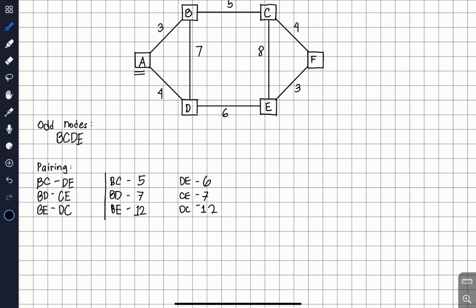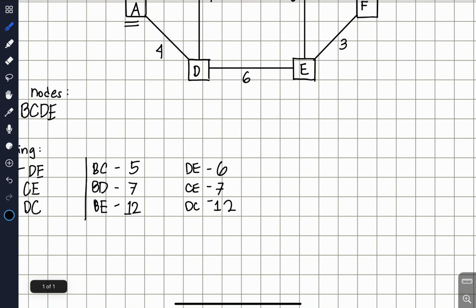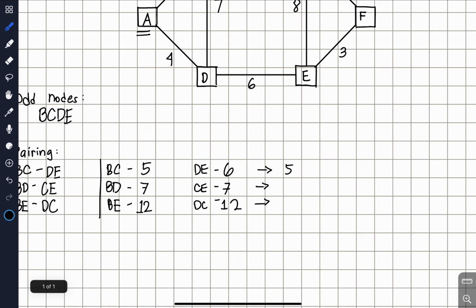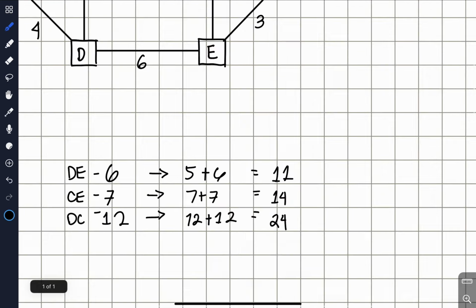So next, after getting each length of the pairs, we add both of the values. So after adding both, let's add the respective values for each pair. So we have 5 plus 6, 7 plus 7, and 12 plus 12. 5 plus 6 is 11, 7 plus 7 is 14, and 12 plus 12 is 24.